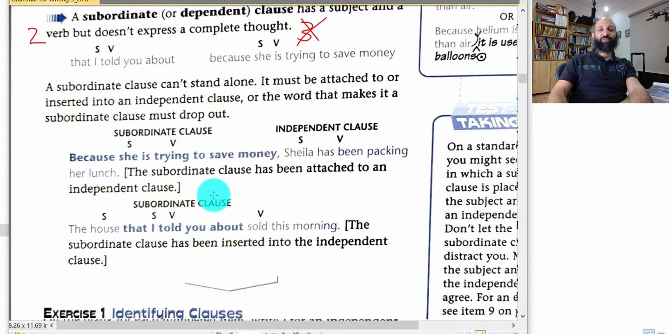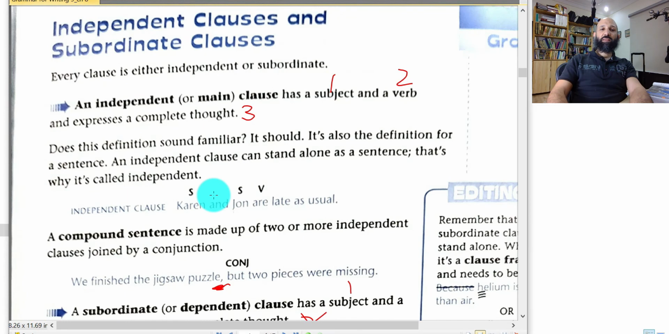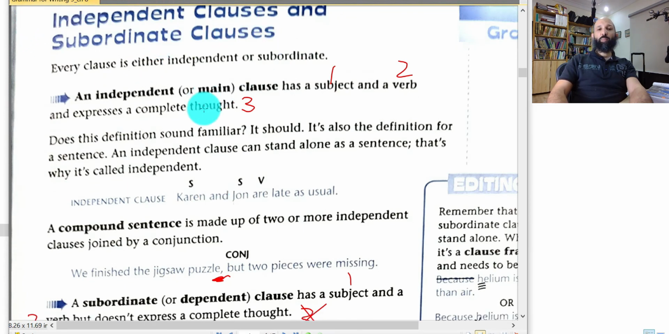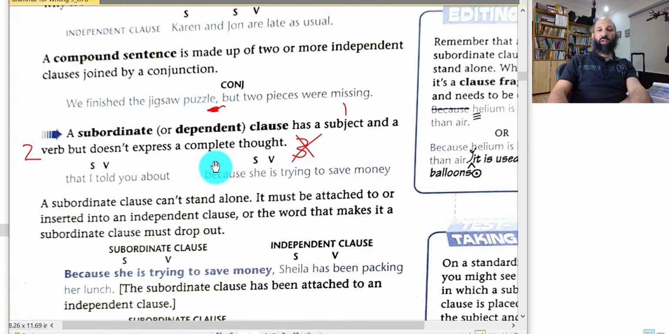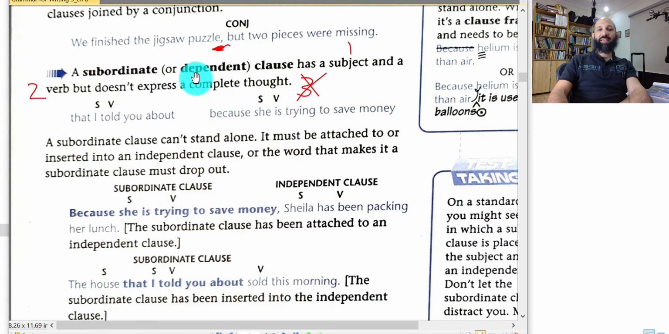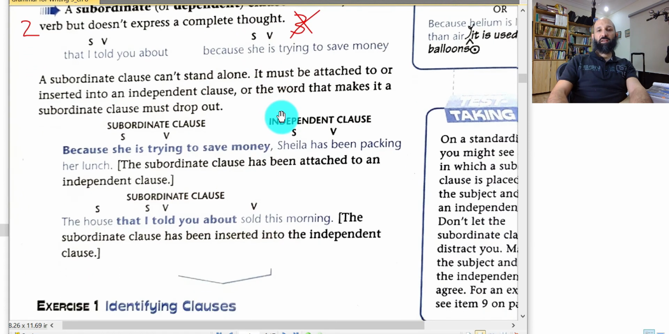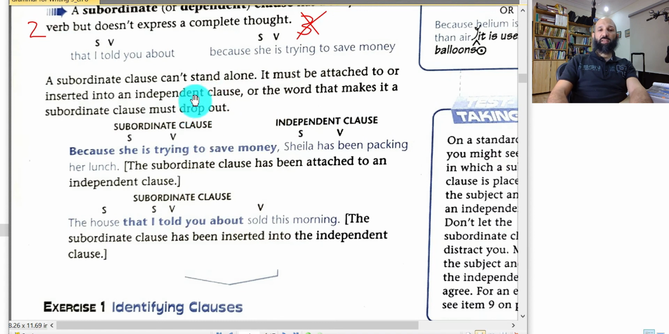Let me summarize the lesson for you real quick here. This lesson is about independent clauses and subordinate clauses. An independent clause or main clause has three things: a subject, a verb, and a complete thought. And we took an example. Then we talked about a subordinate clause or a dependent clause, and it has a subject, a verb, but it does not express a complete thought. And we saw how we can fix it.